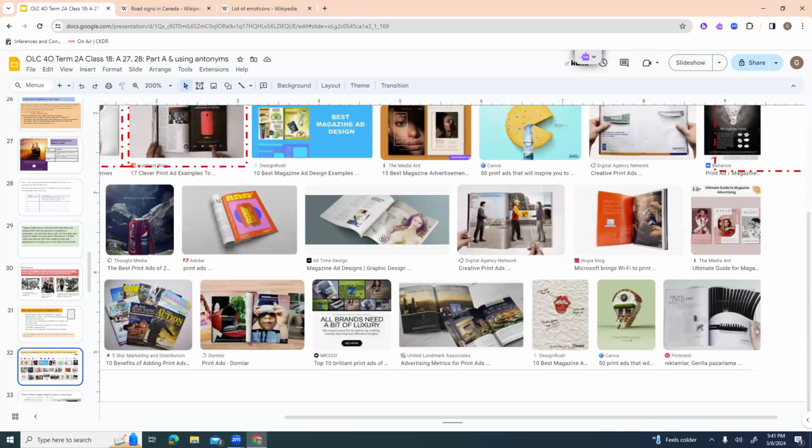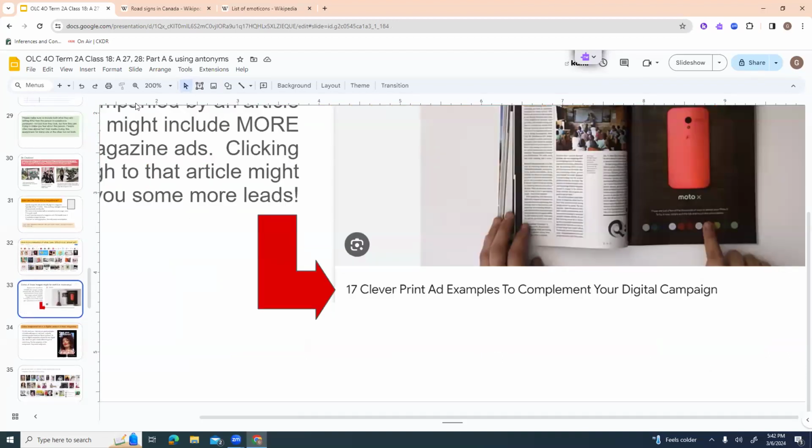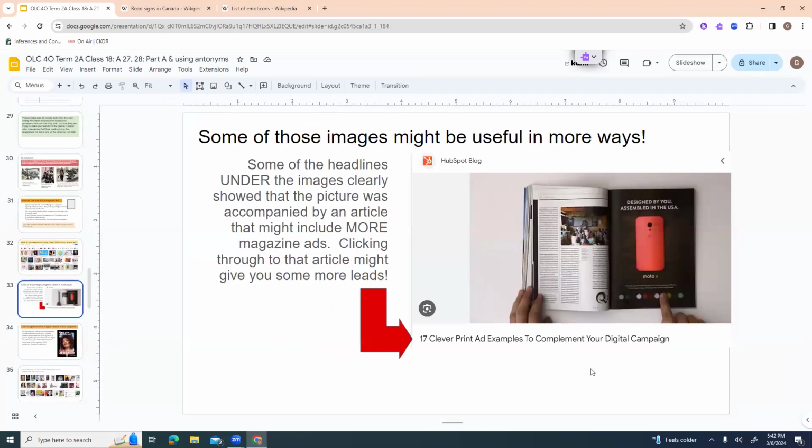So a lot of these, you can't really see them very well, but if you click on the link underneath, it will bring you to the page that has a bunch more ads. This is what I'll try to show you. So here, this one, they're selling you one thing, but as well, if you go into the article, there's a whole bunch more magazine ads. Some of them might lead to what you were looking for.